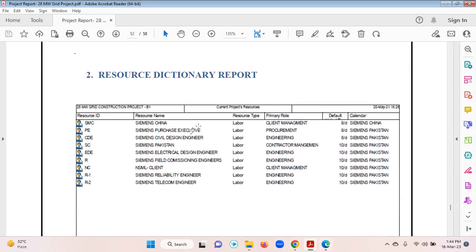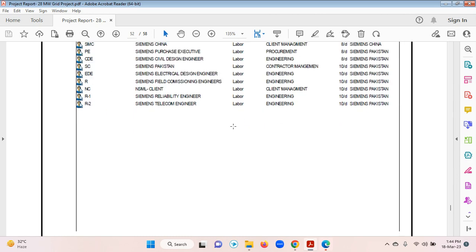This is the resource dictionary, which means that Siemens Pakistan itself is conversing with Siemens China, their executive team, design engineers, and there are multiple resources being aligned for this project. So this is the resource dictionary report.